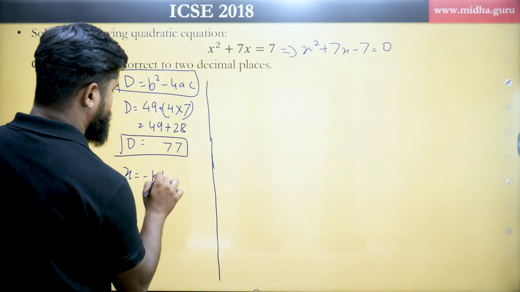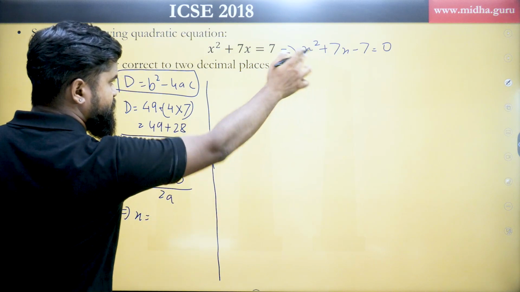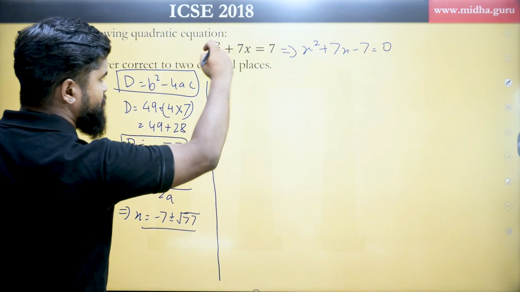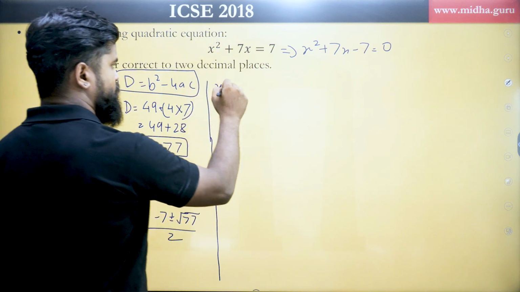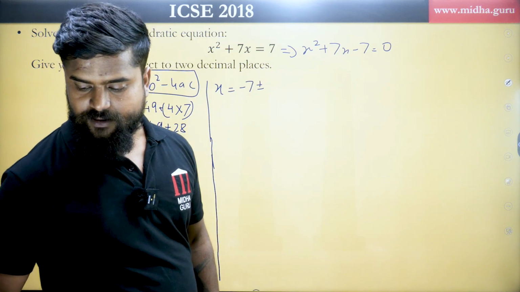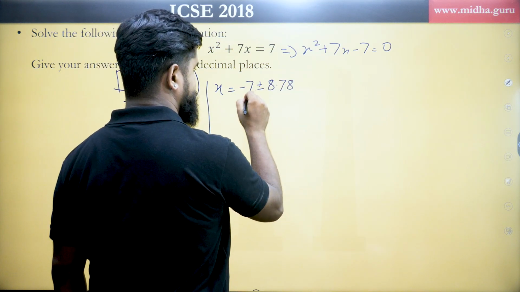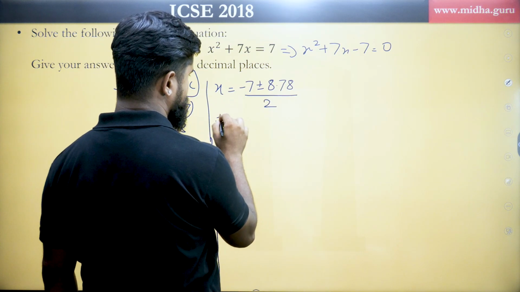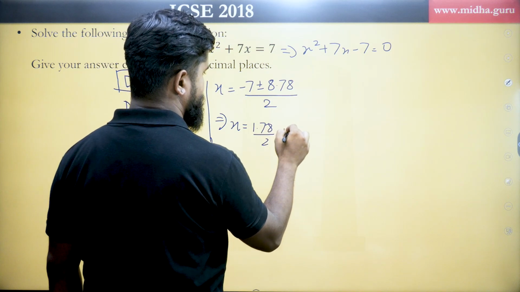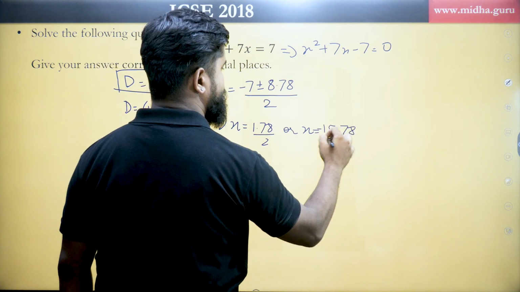Now x is equal to minus b plus or minus the root of the discriminant divided by twice of a. So x is equal to minus of b, that is minus 7, plus or minus the root of 77 divided by twice of a being 1, 2. So x is equal to minus 7 plus or minus... Again I go back to the square root tables. I get the square root of 77 is 8.78 divided by 2. So minus 7 plus 8.78 will give us 1.78 by 2. Or minus 7 minus 8.78 is minus 15.78 by 2.